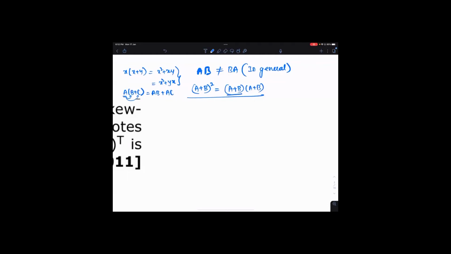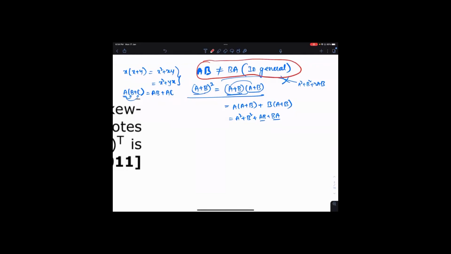So A plus B into A plus B. So what do we write? A into A plus B plus next B into A plus B. So you know this formula, that is A square plus B square plus AB plus BA you will get. Now these two are not the same. That's why we can't write in matrices A plus B whole square as A square plus B square plus 2AB. Just like polynomials, we can't write it. It's not allowed. Why? Because of this reason.